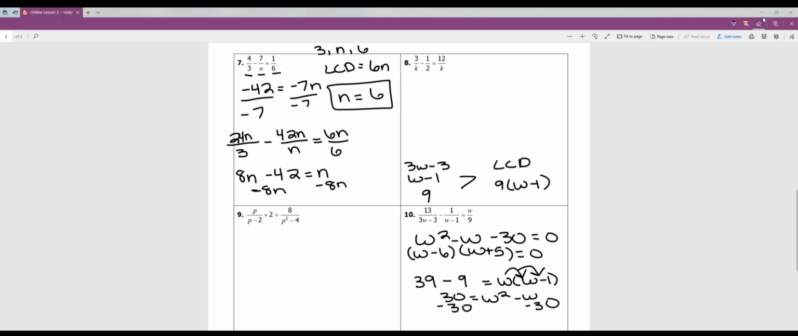So remember, we're not done yet. We still have to solve for w, and we do that by setting what's inside each parentheses equal to 0. So when I set w minus 6 equal to 0, I'm going to get that w is equal to 6. And when I set w plus 5 equal to 0, I'm going to get that w is equal to minus 5. Oops, way too many marks there. w is equal to minus 5. So I have two solutions to this problem as well.